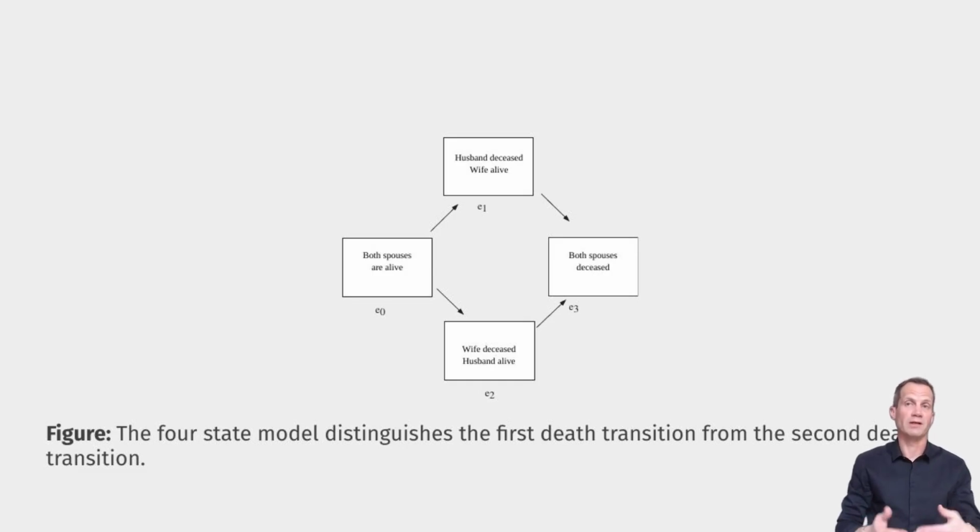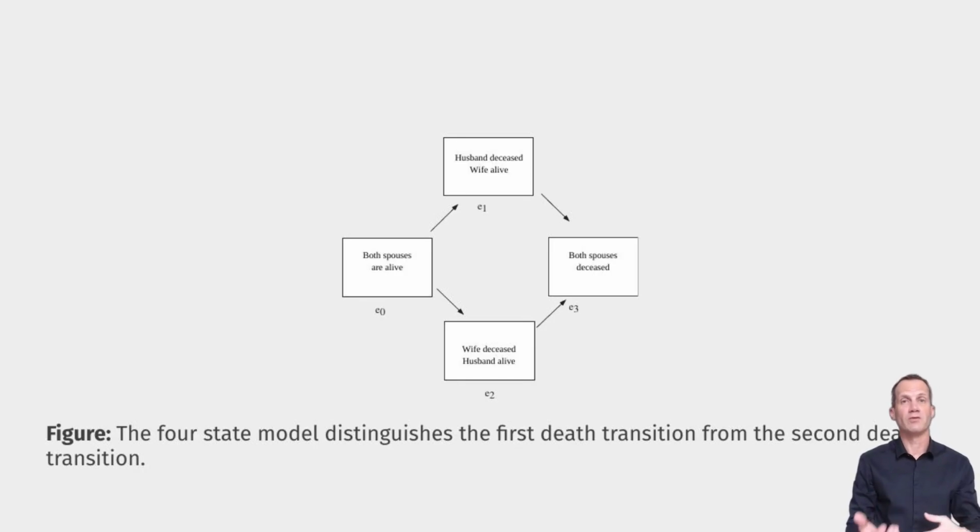The process starts in state E0, where both spouses are alive. From this state, two transitions are possible. If the husband dies first, the process moves to state E1, where the wife is alive as a widow. If the wife dies first, it moves to state E2, where the husband is alive as a widower. From each of these survivor states, one further transition leads to state E3, where both spouses are deceased.